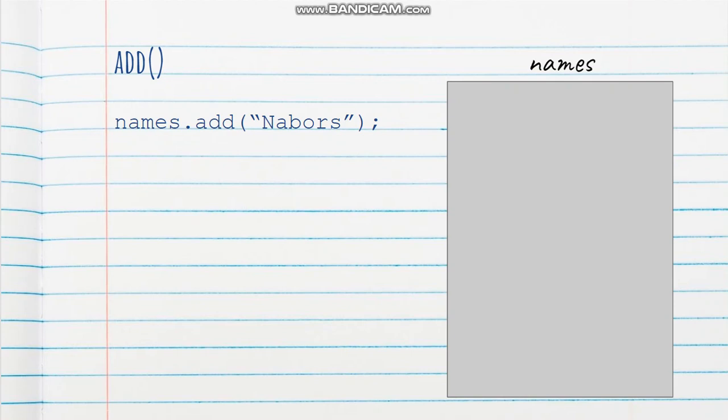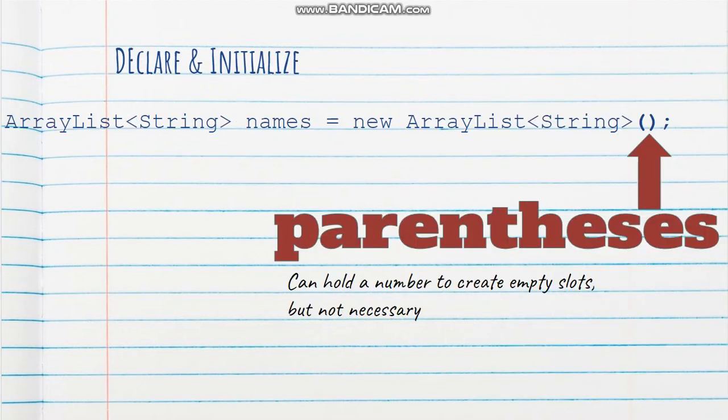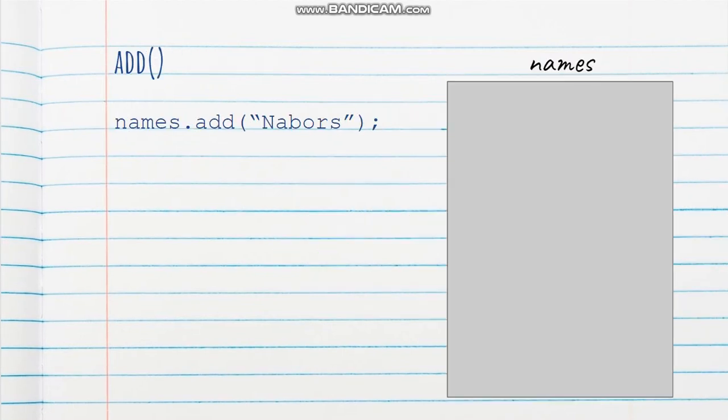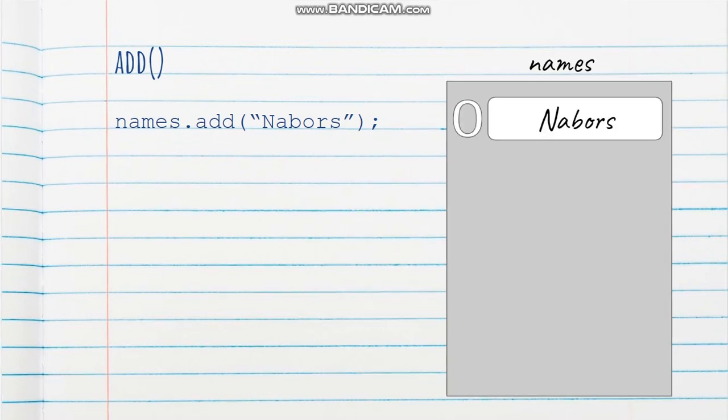So I would call something like names.add("Neighbors"). Once I'd declared it like this, I would just have a big empty block in memory, and it would be called names, but there's not anything in there. So I call names.add("Neighbors"), and then all of a sudden at position 0, we're still starting at 0 with our positions, there is Neighbors, which is great.